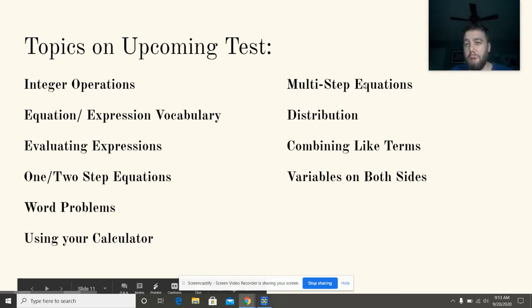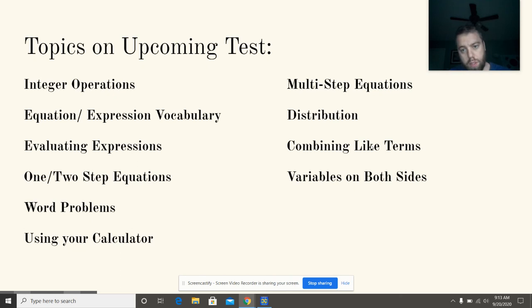Now, under multi-step equations, we've learned how to distribute and solve equations. We've learned how to combine like terms and solve equations. And we've learned how to deal today with variables on both sides and how sometimes that could lead to no solution or all real number solution.